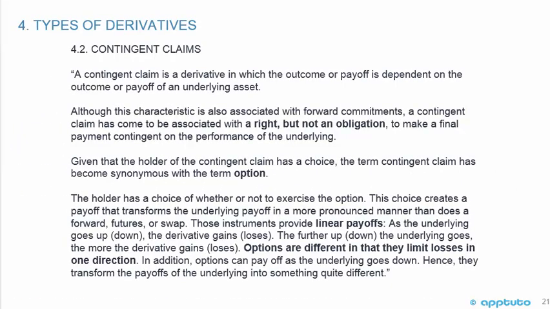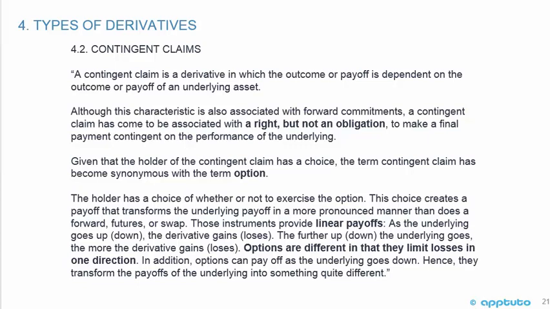A contingent claim is a derivative in which the outcome or payoff is dependent on the outcome or payoff of an underlying asset. Although this characteristic is also associated with forward commitments, a contingent claim has come to be associated with the right, but not an obligation, to make a final payment contingent on the performance of the underlying. Given that the holder of the contingent claim has a choice, the term contingent claim has become synonymous with the term option, okay? So we're talking about contingent claims in general, we're talking about options. The holder has a choice of whether or not to exercise the option. That gives you the right but not the obligation.